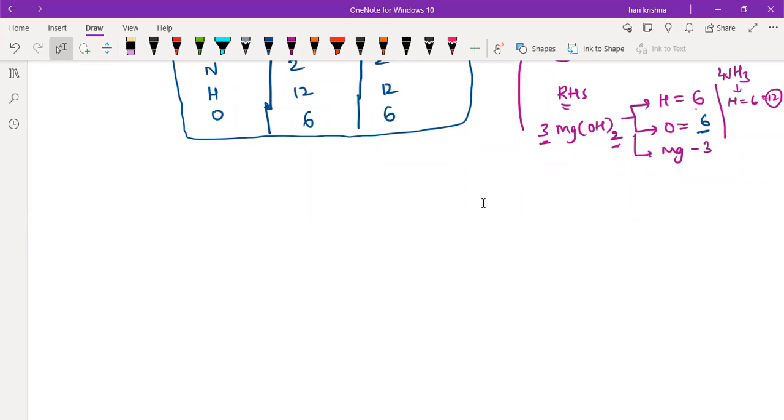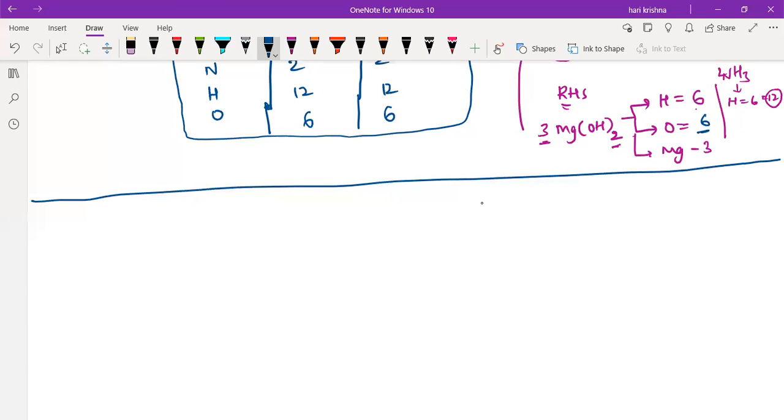So we'll go for the next topic. Yes, sir. I said the chemical formulas. So before doing the algebraic method, we first will learn how to write the chemical formulas.